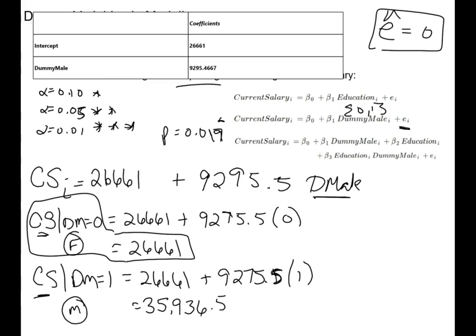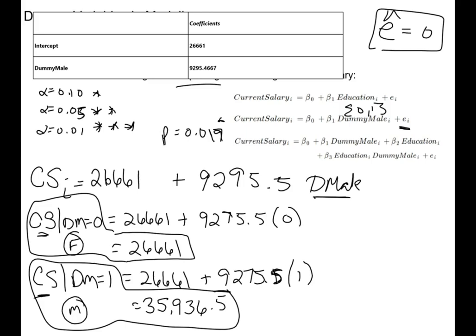Now, when dummy male takes on a value of 1, what do we have? Plug a 1 in for dummy male, and then just use the estimated value. So I've got 26,261, that was my intercept, plus 9,275.5 times 1, because dummy male equals 1. And that equals 35,936.5, right? So what is that? That is, on average, the current salary for males, right?